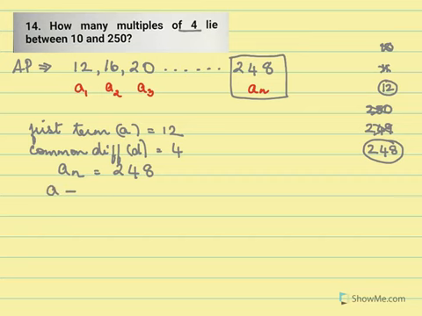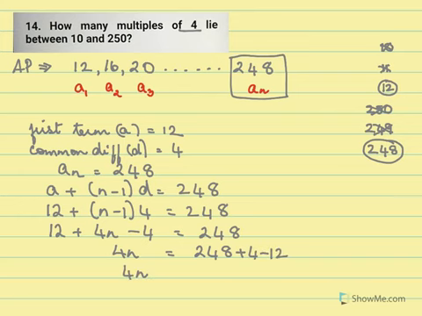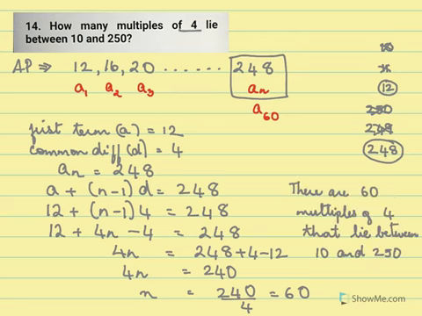So we have, an is a plus n minus 1 d equal to 248. So your a is 12 plus n minus 1, d is 4, 248. You get 12 plus 4n minus 4, 248, and you take it 4n equal to 248 plus 4 minus 12. So 4n equal to 240. So n equal to 240 over 4, and n equal to 60. So this is now the 60th term. So there are 60 such numbers which are multiples of 4 and lie between 10 and 250. So there are 60 multiples of 4 that lie between 10 and 250.